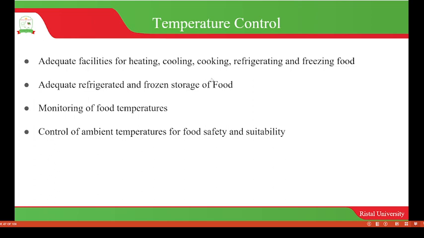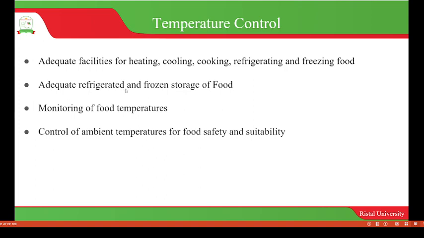Temperature control. We know control of temperature in a food is very, very important because it helps to prevent or control the growth and multiplication of microorganisms. So there has to be adequate facilities for heating, cooling, cooking, refrigerating, and freezing of foods.